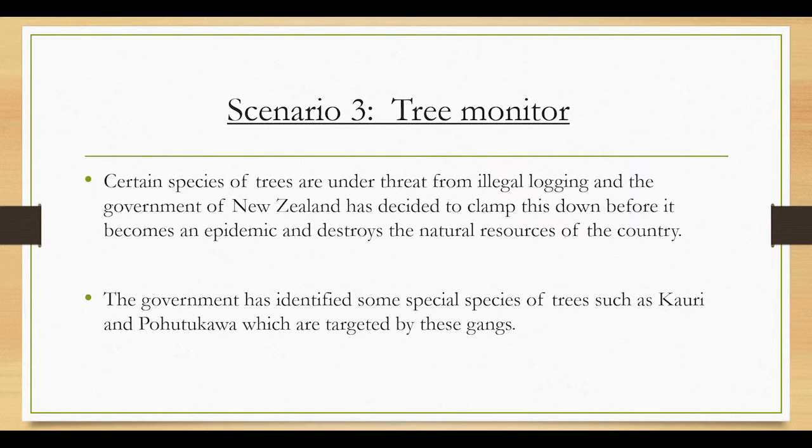Surveillance has been high around popular logging areas and forests. The people involved in this illegal logging are choosing urban areas to conceal their movement. The government has identified some special species of trees such as kauri and pohutukawa, which are targeted by these gangs. This application helps us to mark and trace trees which belong to the target species in order to monitor them.